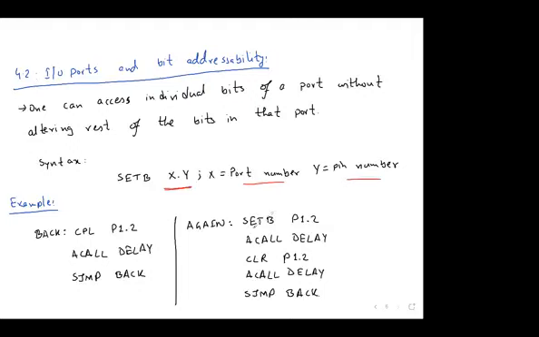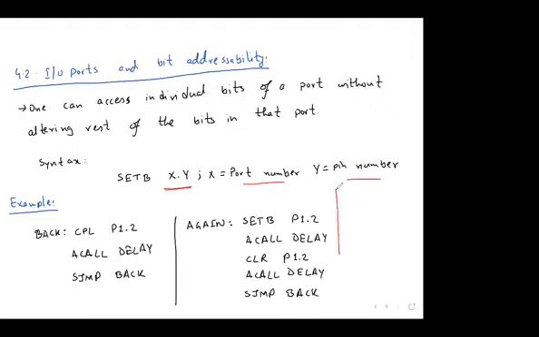Now let's look at the second example. We are writing set bit P1.2, that means set pin number 2 of port 1 as 1, call delay, now clear the pin, that means set pin number 2 of port 1 as 0, again call delay and short jump back.